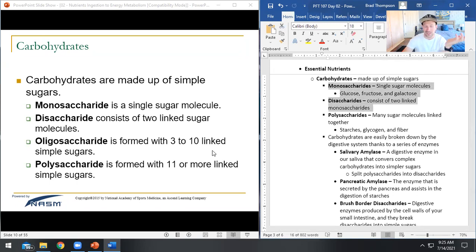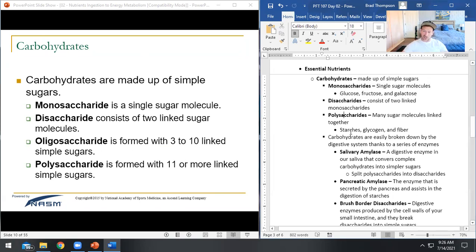Then we've got our polysaccharides. Polysaccharides are lots and lots and lots of sugar. You will see there's oligosaccharides. These are semi-simple sugars. If it's like 3 to 10 linked sugars, that's an oligosaccharide. But honestly, if it's more than 3, we just call it a polysaccharide.